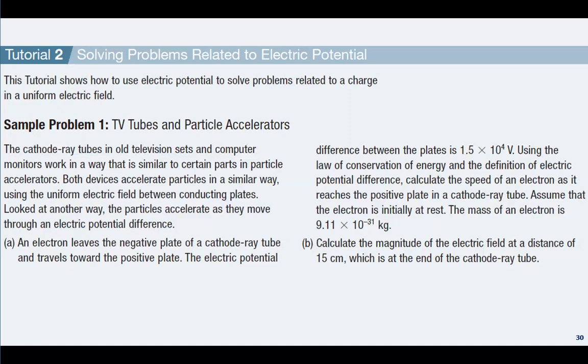Using the law of conservation of energy and the definition of electric potential difference, can you calculate the speed of the electron as it reaches the positive plate in the cathode ray tube? Assume that the electron is initially at rest. The mass of an electron is 9.11 times 10 to the power of -31 kilograms. Okay, next, calculate the magnitude of the electric field at the distance of 15 centimeters, which is at the end of the cathode ray tube. Okay, I'll give you 4 minutes to have a look at this question by yourself. Then we'll have a look at this together.